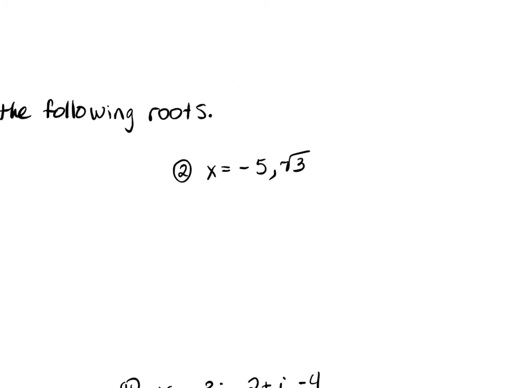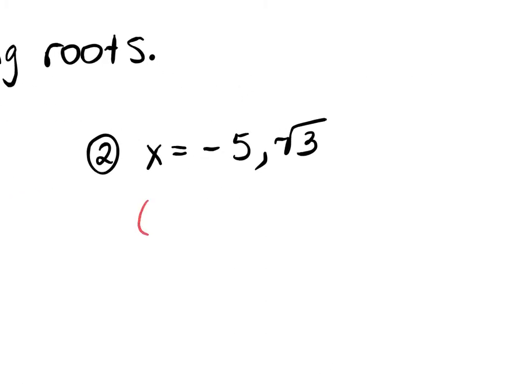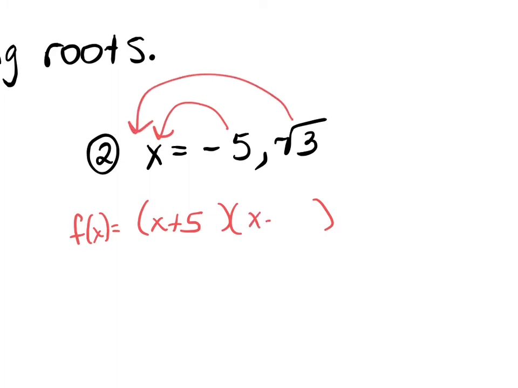But let's look at these two, all right? I have 2 zeros that they gave me. Are both of them real? Yep. I don't have to worry about conjugates or anything like that. So my first binomial is going to be x plus 5, because when I move this over, it becomes positive, right? And this root 3, when I move it over, it becomes x minus root 3.